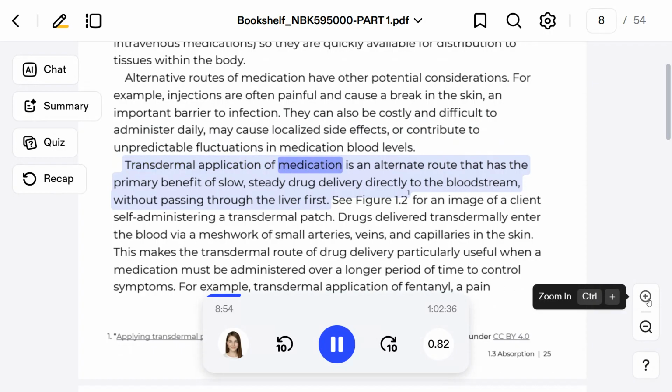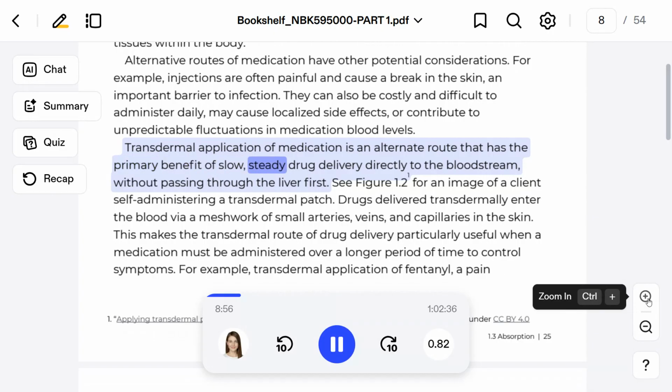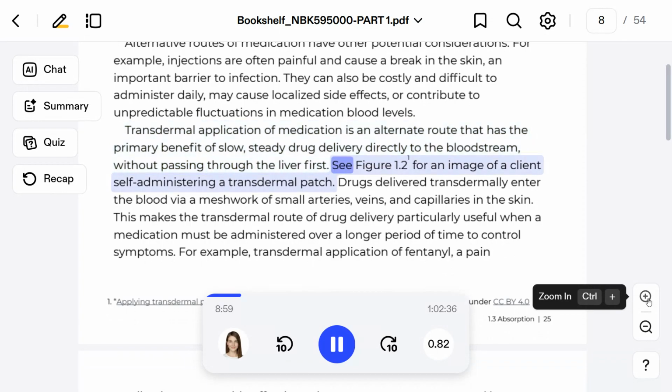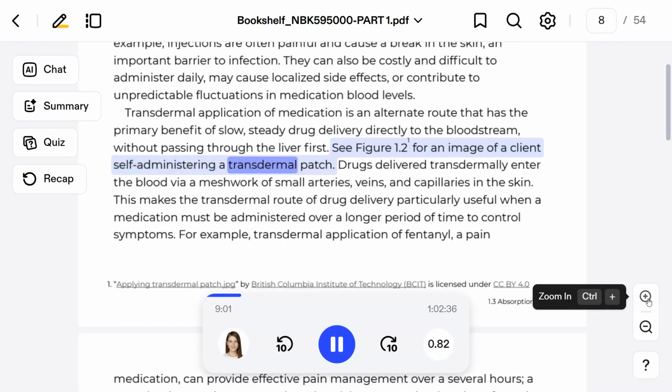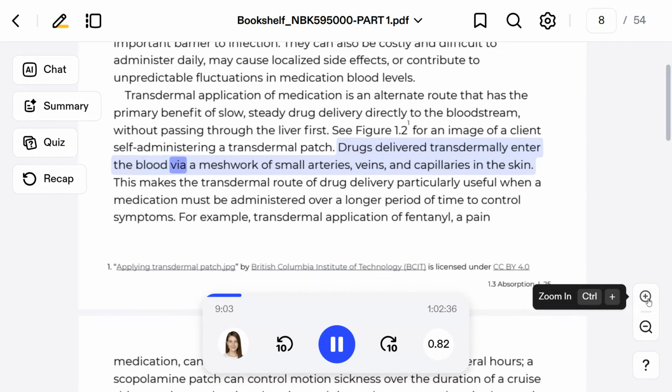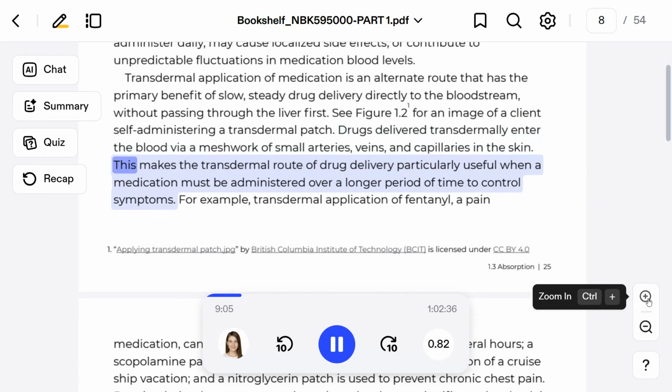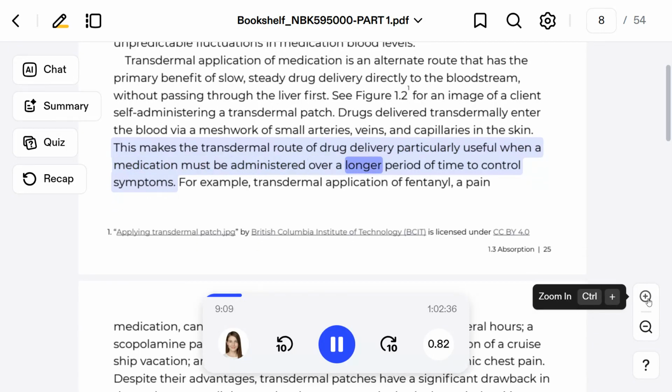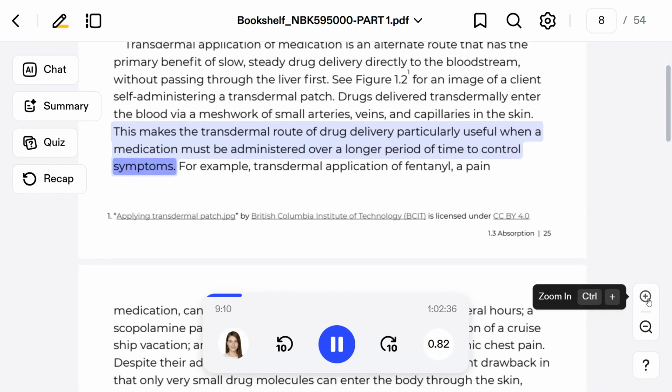Transdermal application of medication is an alternate route that has the primary benefit of slow, steady drug delivery directly to the bloodstream, without passing through the liver first. See Figure 1.2 for an image of a client self-administering a transdermal patch. Drugs delivered transdermally enter the blood via a meshwork of small arteries, veins, and capillaries in the skin. This makes the transdermal route of drug delivery particularly useful when a medication must be administered over a longer period of time to control symptoms.